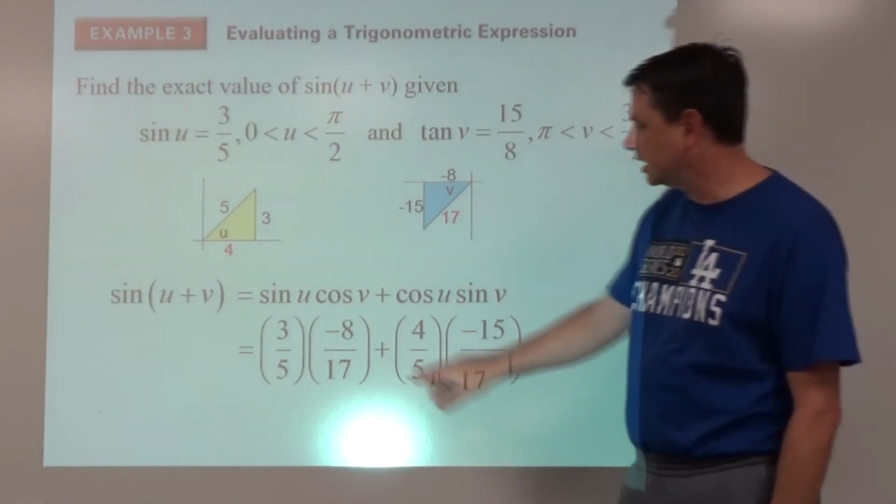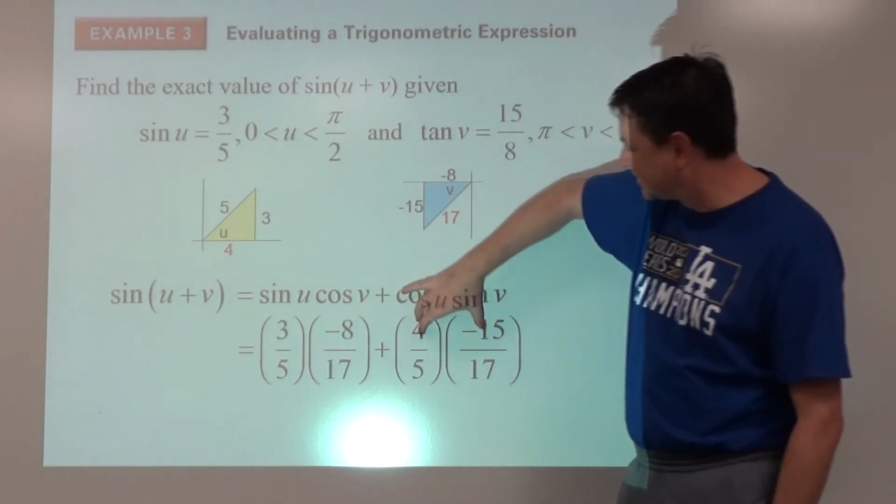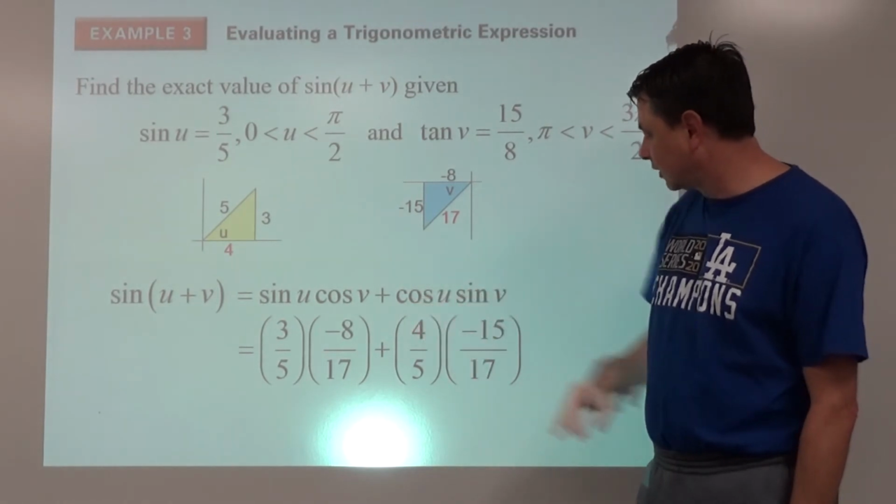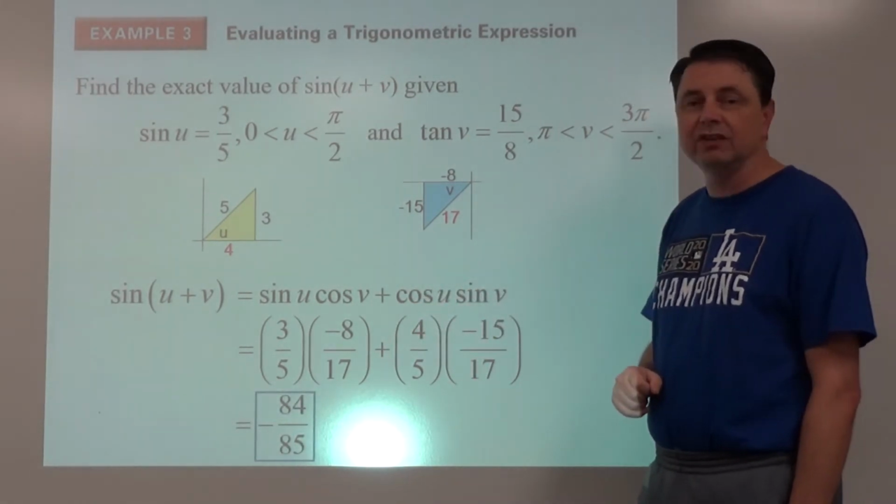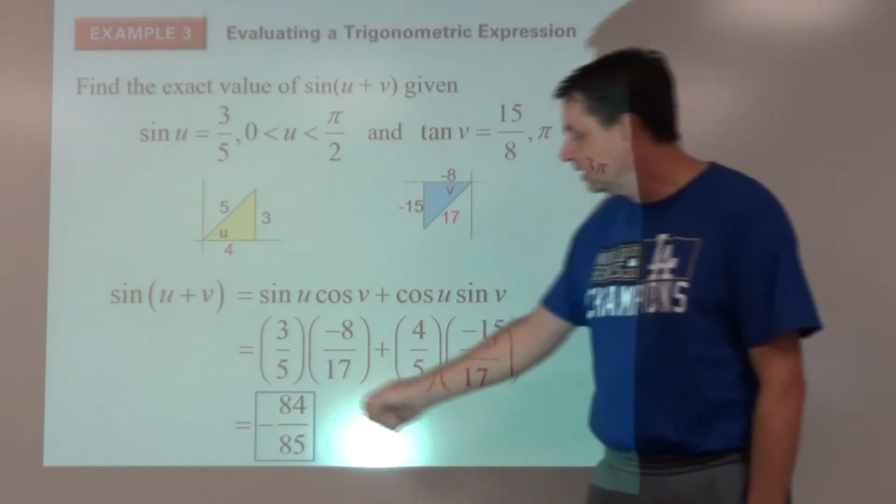So our numerator is going to be negative 24 plus negative 60. It's all over 85. We get negative 84 over 85, the final answer.